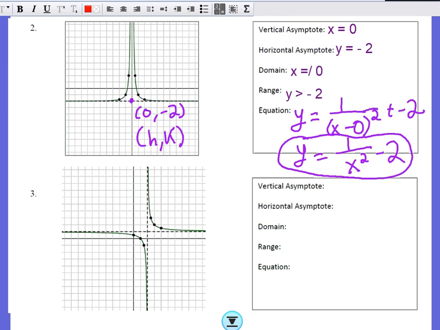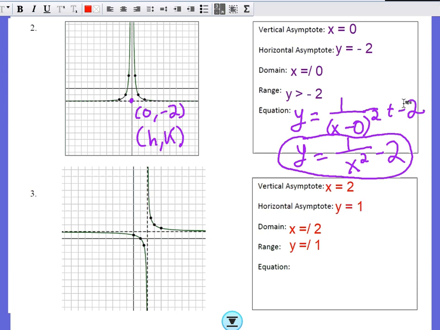For number 3, this is another transformation of 1 over x, not 1 over x squared. For our vertical asymptote, it has been shifted. We can see that the new vertical asymptote is x equals 2. The horizontal asymptote has also been shifted; we can see that the horizontal asymptote is y equals 1. The domain is x does not equal 2, and because this is a transformation of 1 over x, not 1 over x squared, the range is y does not equal 1.